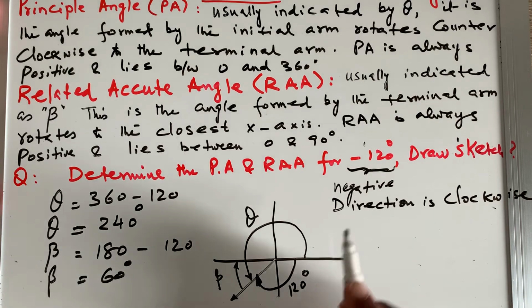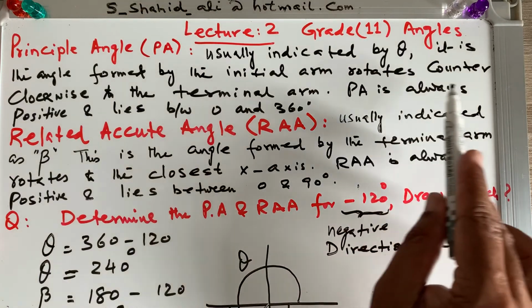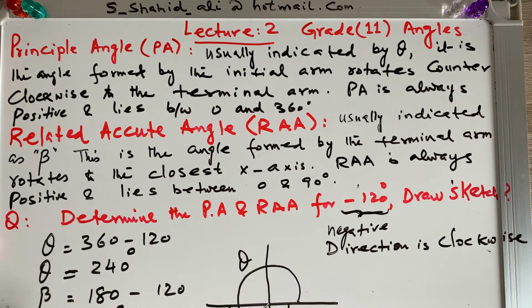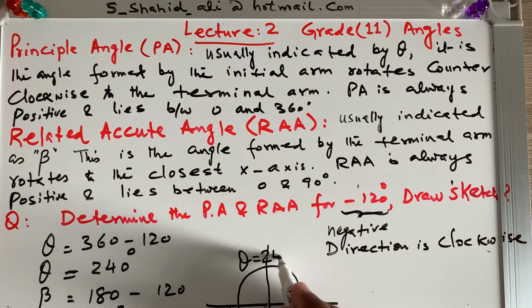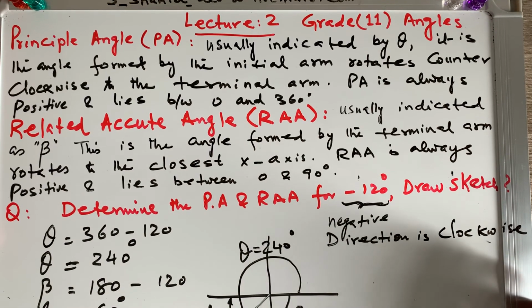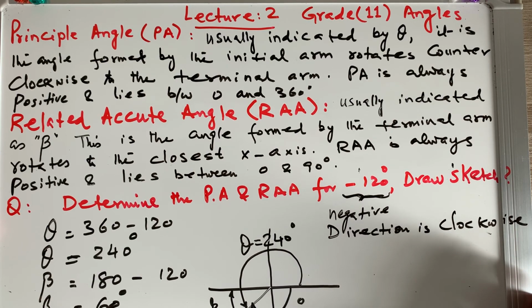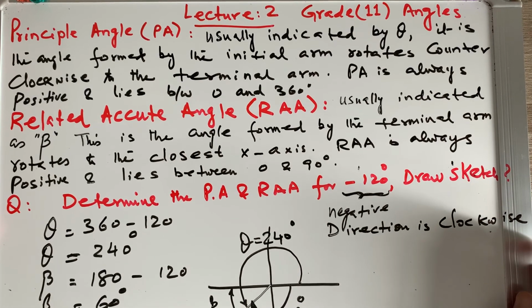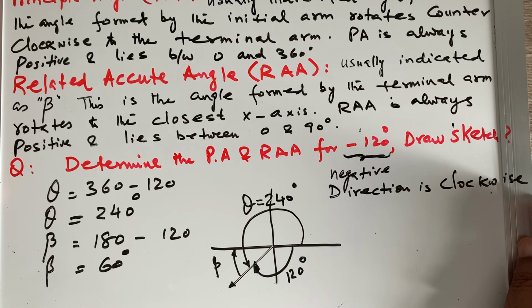And what is my theta? The definition says that it is formed by the initial arm rotating counterclockwise. So I have to go from here counterclockwise, so my theta becomes 240 degrees, right? And my related acute angle is always where the terminal arm rotates to the closest axis. This is my terminal arm. It rotates to the closest x-axis, and when I rotate it to the closest x-axis, it is 60 degrees.